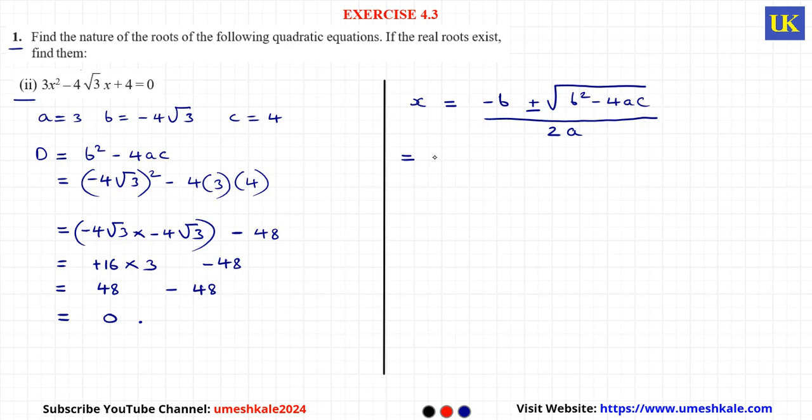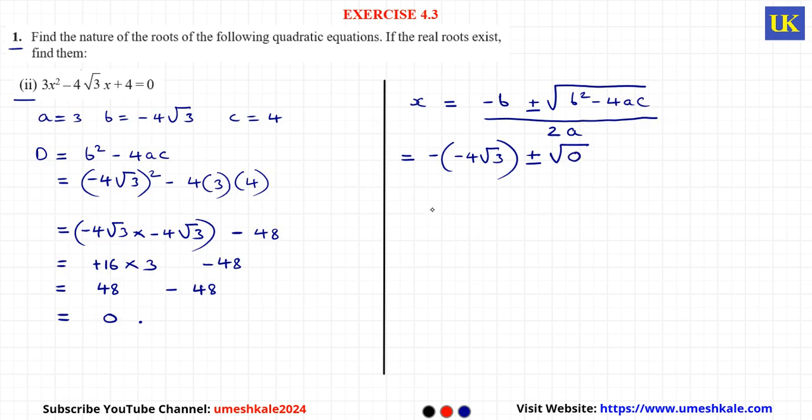So minus b is how much? B is minus 4 root 3. So in this formula, sign minus, then inside I will write b's value, minus 4 root 3, then plus or minus under root b square minus 4ac. B square minus 4ac, I have already found the answer. It is how much? It is 0. So I will write directly 0.